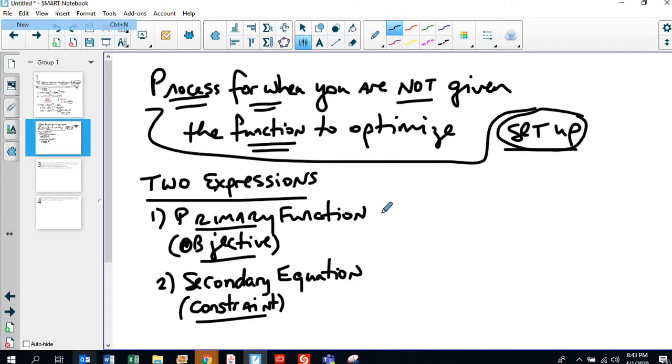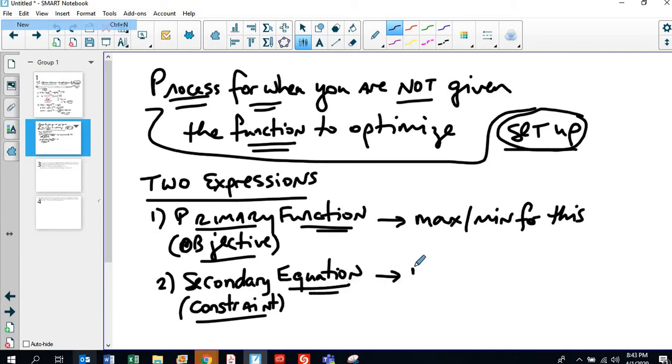All right, and so here's the deal. The primary function, the objective function, is called a function because this is what we want to maximize or minimize. We want to get the max or min for this. This is called an equation and not a function because this is a fixed number. This is a fixed value.